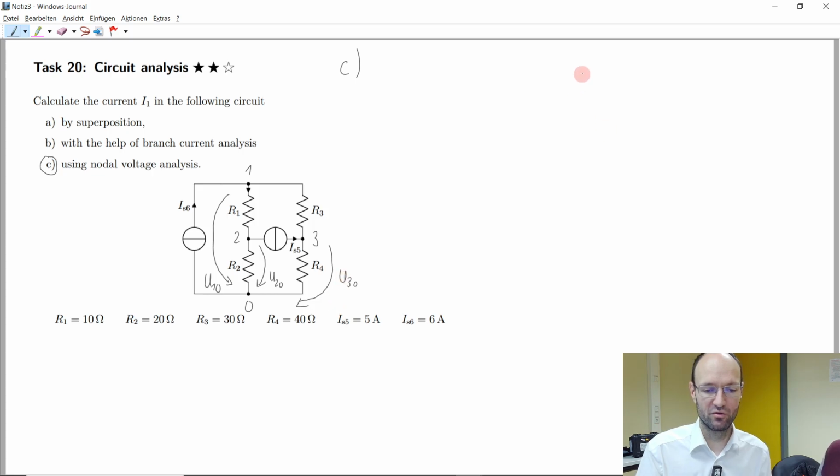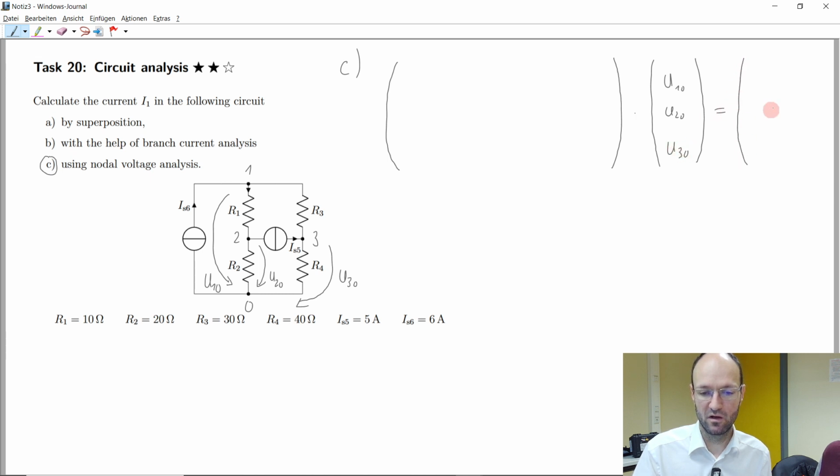Okay, and so then I would say we can directly set up a system of equations in matrix form for this problem here. Because we have 3 nodes, we have a 3 by 3 matrix. I need some more space here. And we have the vector of the unknown nodal voltages, so U10, U20, U30. And here we have our sources.